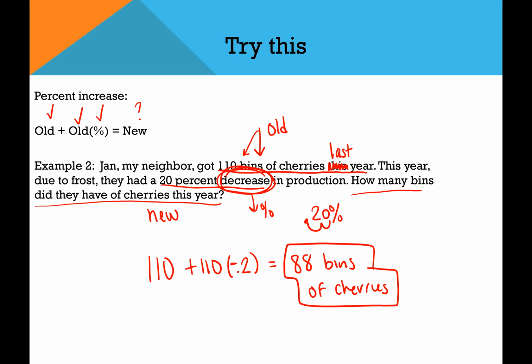Let's see if that question makes sense. If last year she got 110 bins and it was a 20% decrease, yeah, you should end up with a lower number this year. Okay, so just remember in this problem that if you have a decrease, you're putting a negative in front of it. And do not forget to convert your percent into a decimal, or your answer will be way off.